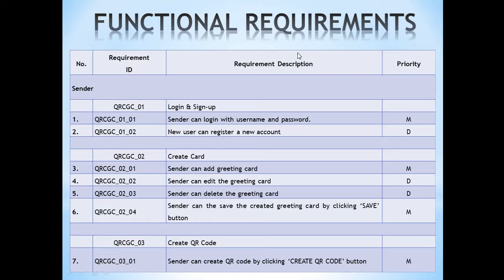I have two types of requirements, which are non-functional and functional. For functional, we have two actors, which are sender and receiver. For the sender, we have login and sign up, where the sender can log in with username and password, and a new user can register a new account.